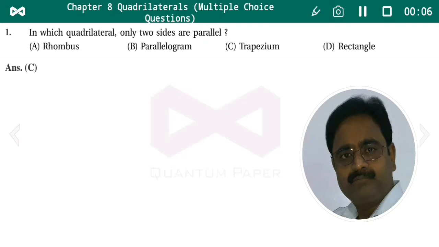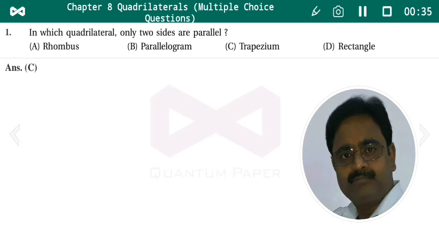Dear students, today we are going to discuss the multiple choice questions of chapter 8 Quadrilaterals. In this session we are going to study the 1 mark questions related to chapter 8, which is Quadrilaterals. Right friends? Okay. So be ready with your pen and pencil. Note down each and every question with their answers. Just see the first question.